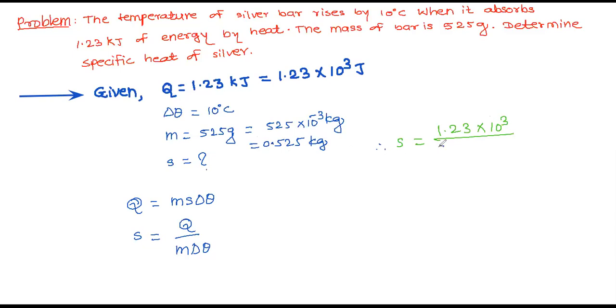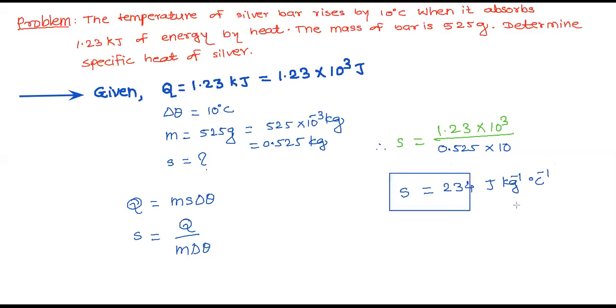Yes, so here m is equal to 0.525 and delta theta is 10. Yes, check, is it right? If you solve this, how much are you getting? This is nothing but 234 joule per kg per degree Celsius. Okay, so this is your answer.